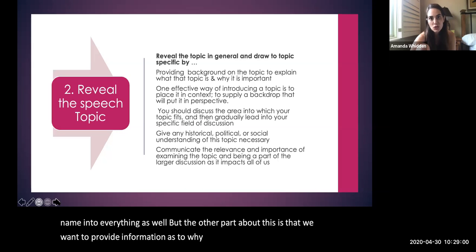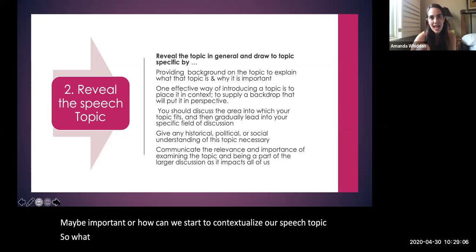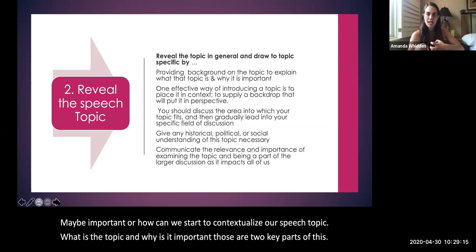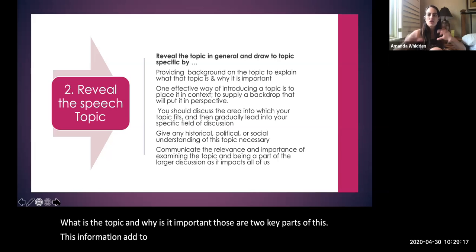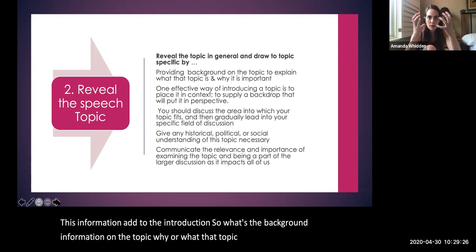But the other part about this is that we want to provide information as to why the background may be important, or how can we start to contextualize our speech topic. So what is the topic and why is it important? Those are two key parts of this information to add to the introduction. So what's the background information on the topic? Why or what that topic is, and then why it's important.